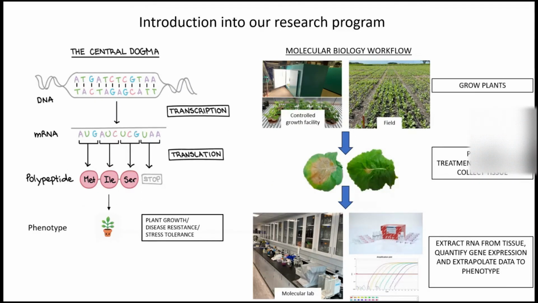So if we want to understand the phenotype of a plant, that is to say how the plant grows, how well it resists disease, or how well it tolerates stress, we need to understand what's called the central dogma of biology. This process starts with the genetic material of the plant, or the DNA. DNA is converted to a messenger molecule called RNA through a process called transcription. And then this messenger molecule is further converted into a protein.